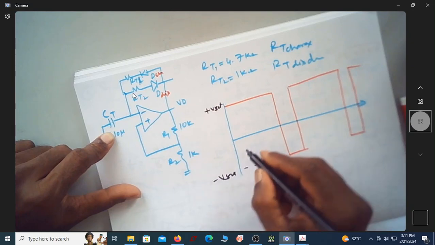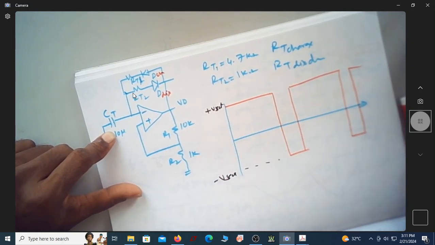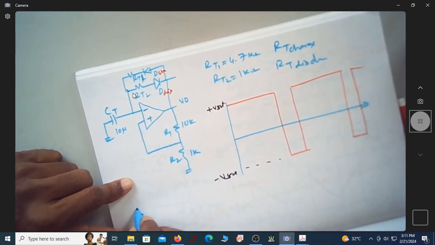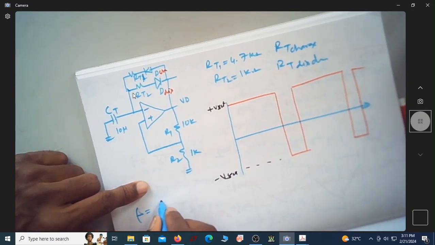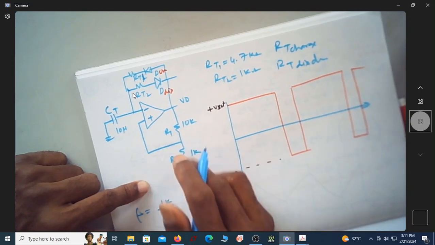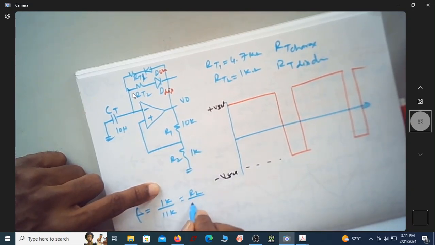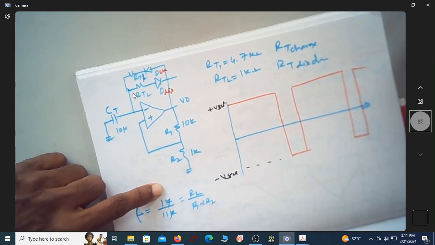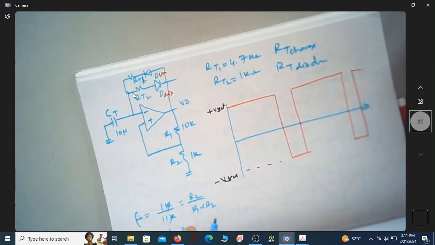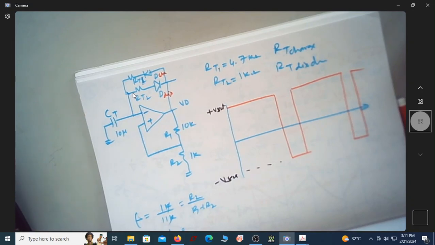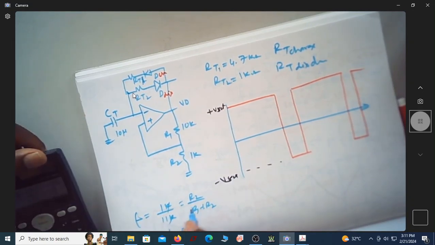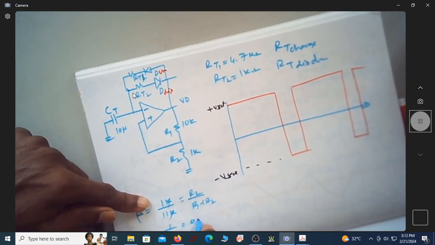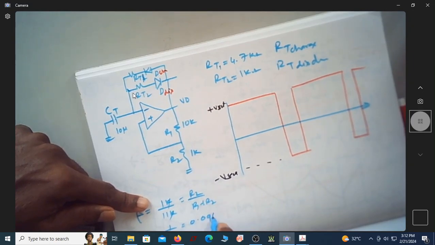So if you can see now, this is plus Vsat, minus Vsat. What is the beta value? Beta value is not 0.5. Beta is actually 1K by 11K, because it is R2 by R1 plus R2. The K will go off, it is 1 by 11, which is 0.0909, into 5.